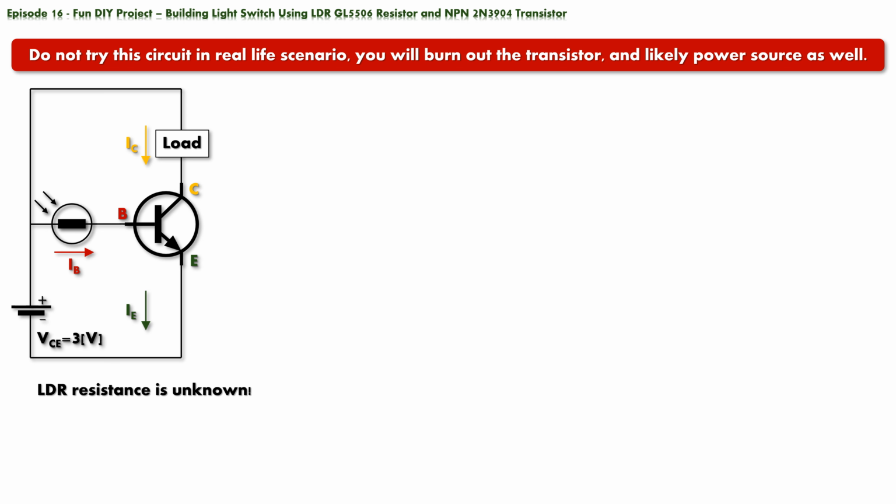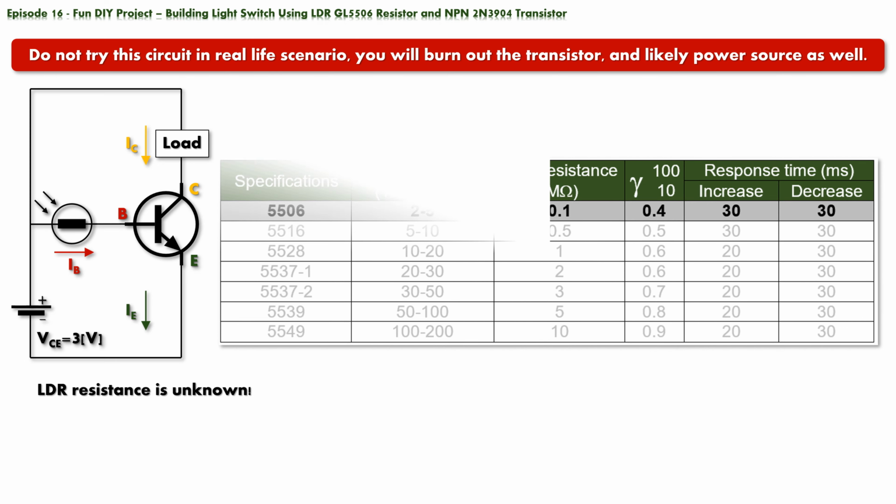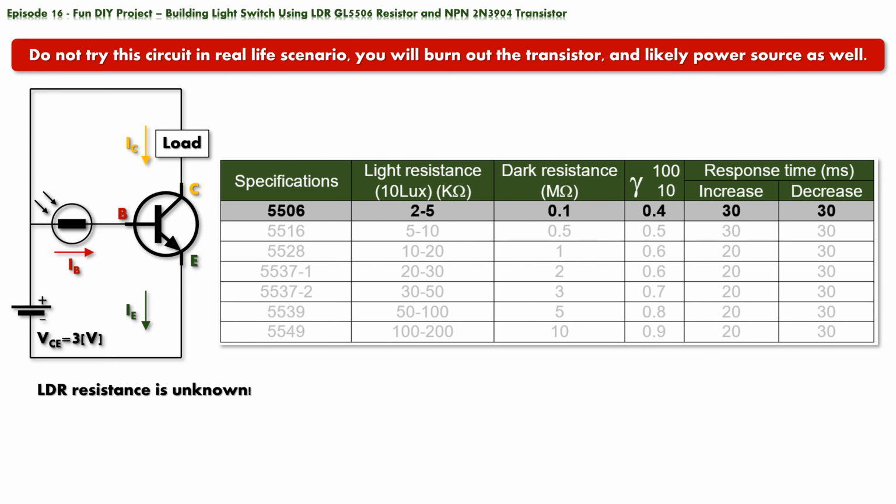We can download and consult the datasheet for this particular LDR and find out what the resistance range is. So, let's do that. Here is the info we need. This is an excerpt from the datasheet with information regarding resistance parameters for our LDR GL5506 resistor. Let's take a closer look.